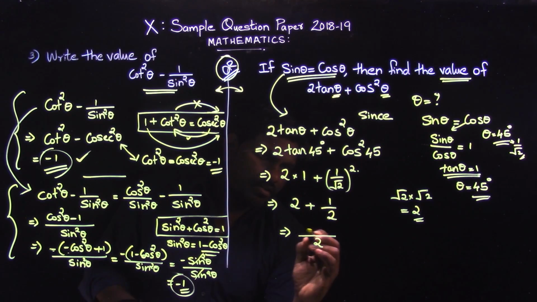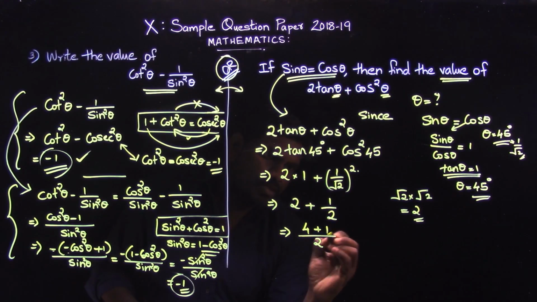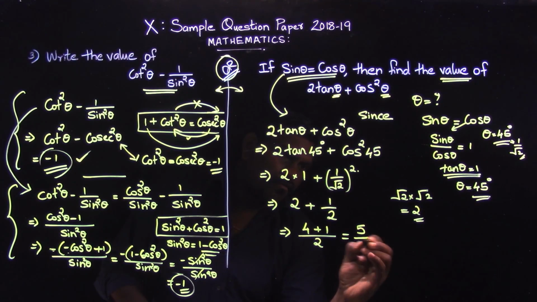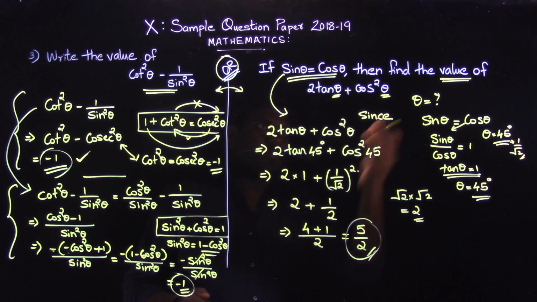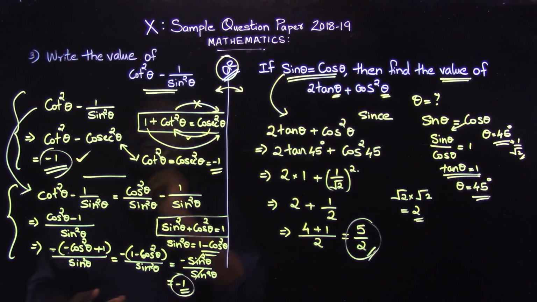So 2, and here you will get 4 plus 1, that's going to be 5 by 2. So this is the value for the third question. Here I got the value of 2 tan theta plus cos square theta, and I have found the value of cot square theta minus 1 by sine square theta. I think it is pretty easy.